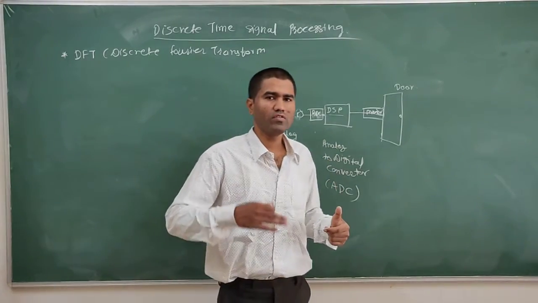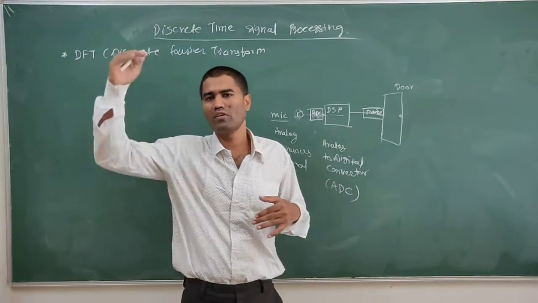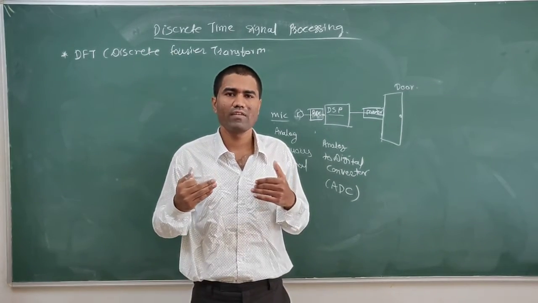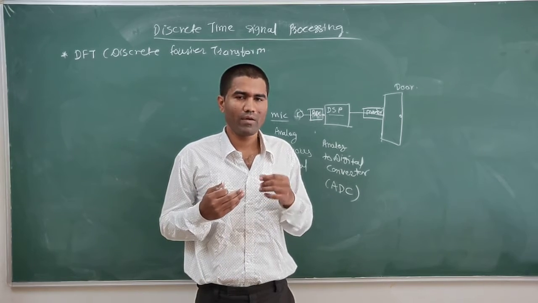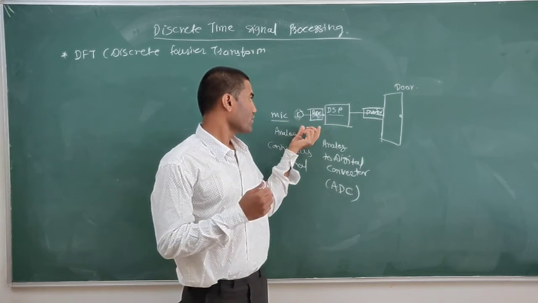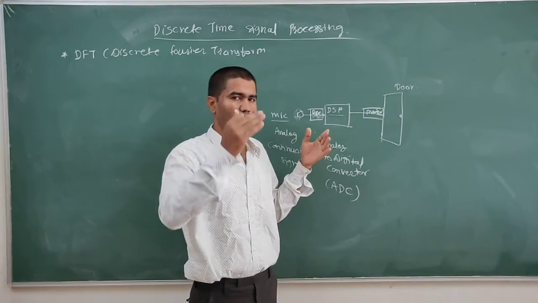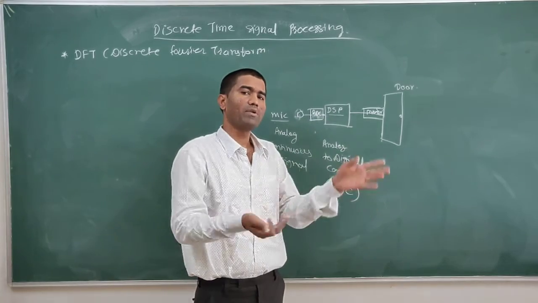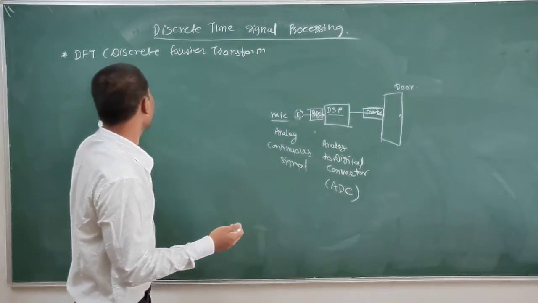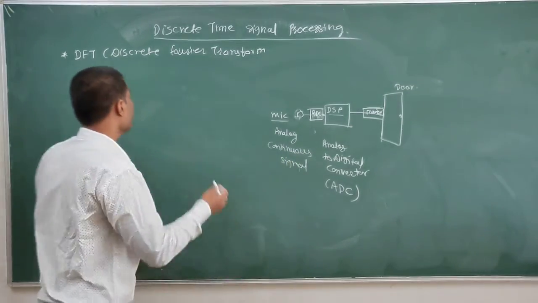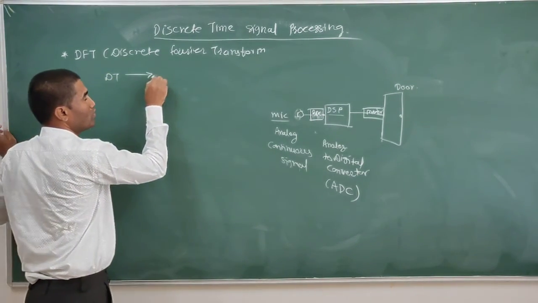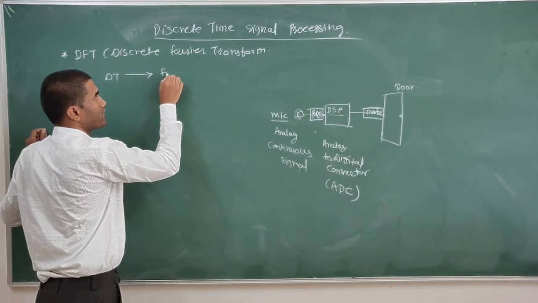To analyze the data in the time domain, only the amplitudes change. Suppose my speech is very low: hello. The amplitude is smaller. If I say hello louder, the amplitude will increase. So the amplitude keeps increasing or decreasing. But what will happen in the frequency domain? If you want to see that, we have to go for the discrete Fourier transform, because it will take the discrete time signal to frequency.